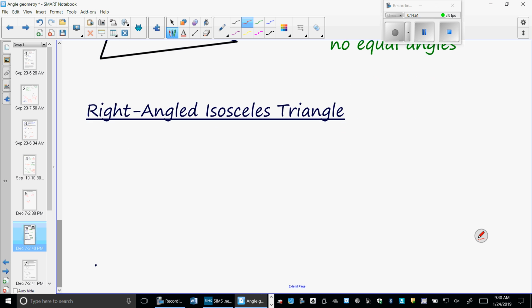A right angle isosceles triangle is an isosceles triangle with a right angle. So if you've got a right angle isosceles triangle, we know this one's 90. What do we know that these two must both be? 45. Okay? So that's a special kind of isosceles triangle where it's always 90 and two lots of 45.